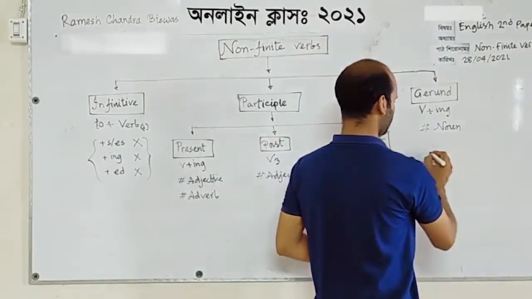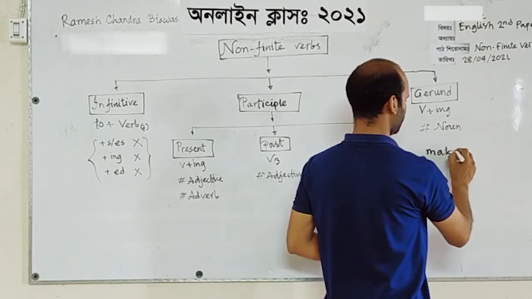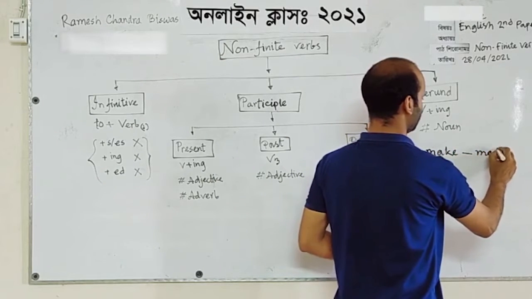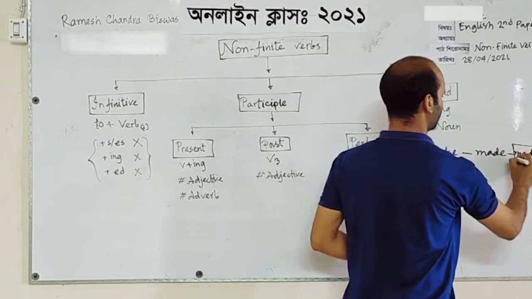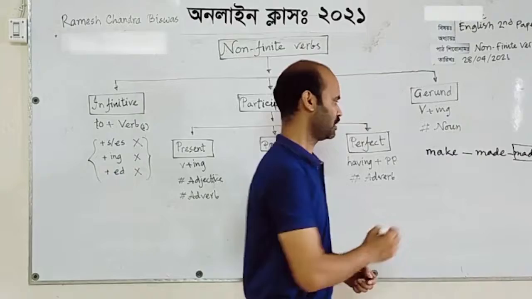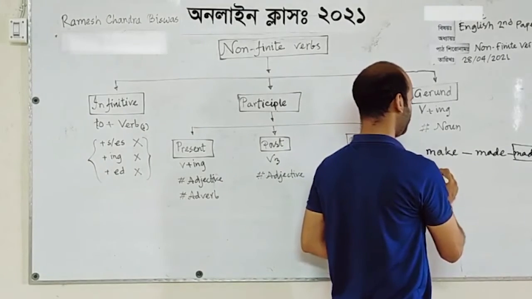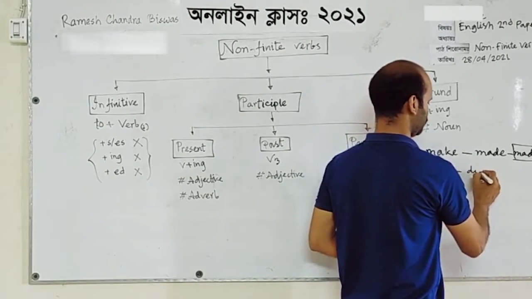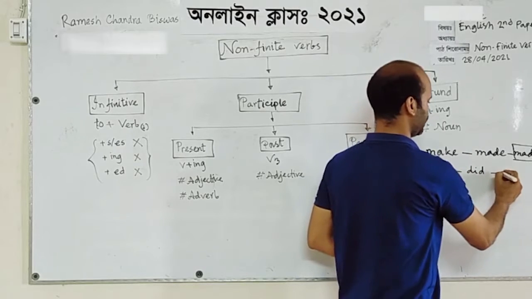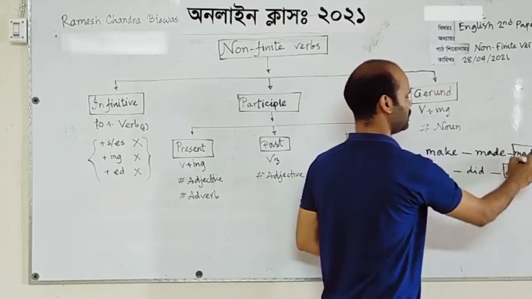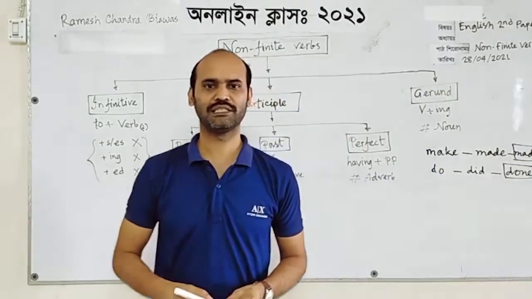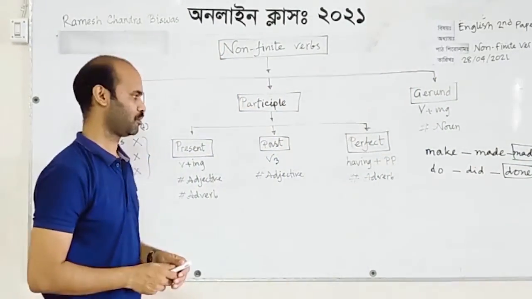I'll show some examples. For example, make becomes made and then again made. This is the third form, and this is the past participle form. For example, do changes into did in past and done in past participle form. These are the third form, and these are the past participle form.